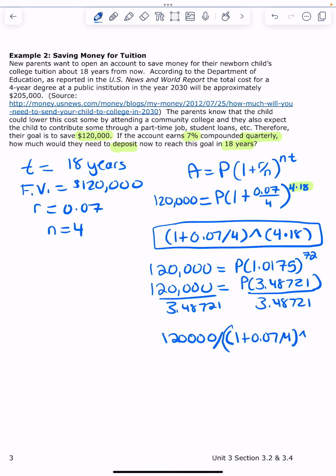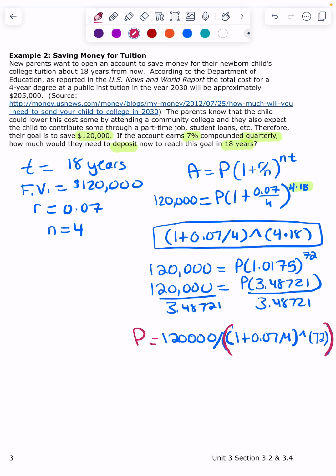Actually, we're going to need 2 sets of parentheses. I'll put them in a different color here in a moment. Well, we know it's 72, so I'll just do 72. And then just to highlight that there's 2 sets of parentheses here. So all I did was, instead of calculating what 1 plus 0.07 divided by 4 to the 72 power is, and then using a rounded version of that answer, I'm just putting the whole thing in. So P is actually equal to that.